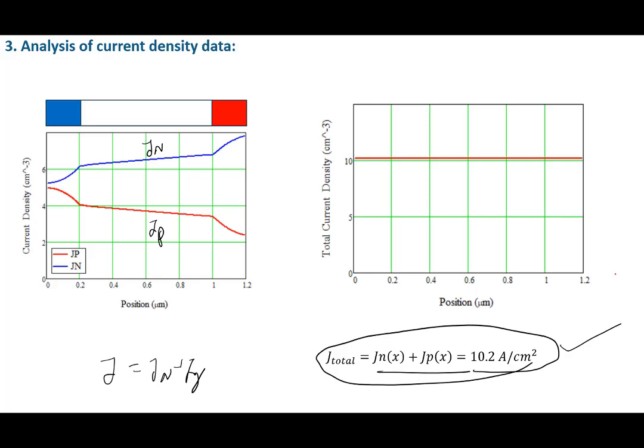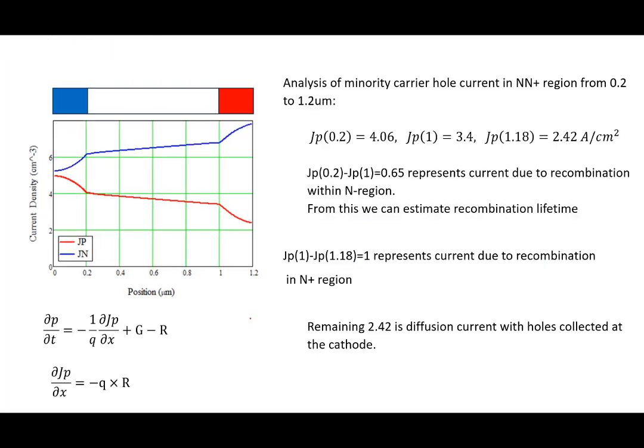Now the next part is, what do I do with this particular data? Jn is going in a particular way, Jp is going in a particular way. What can I extract from this information that I get? So let's take one of them at a time. Let's analyze, noting that minority carrier hole current in this region here.